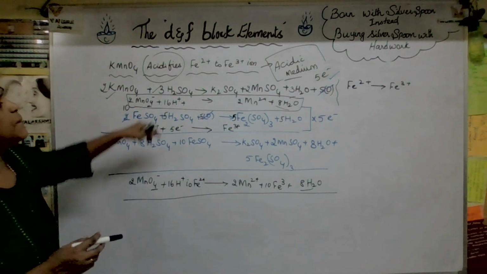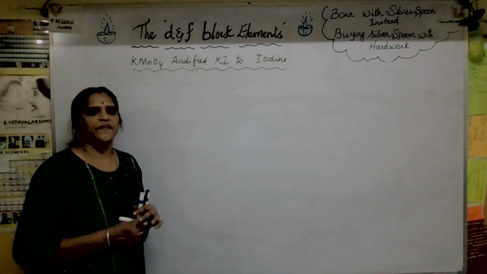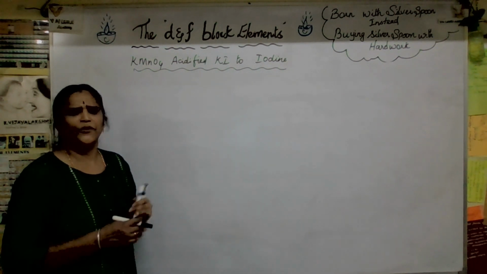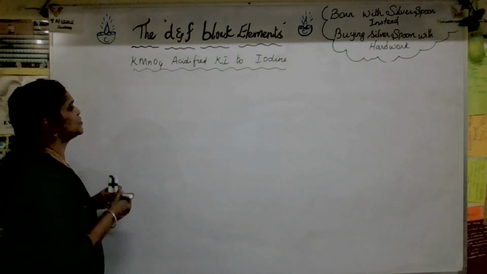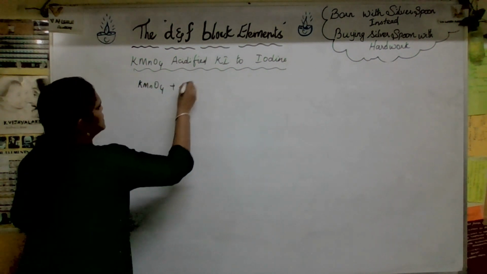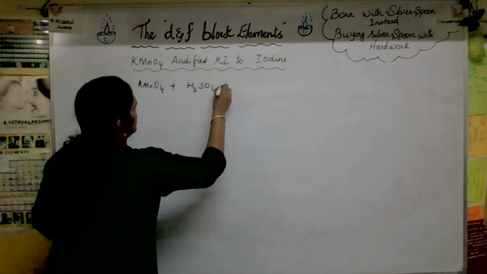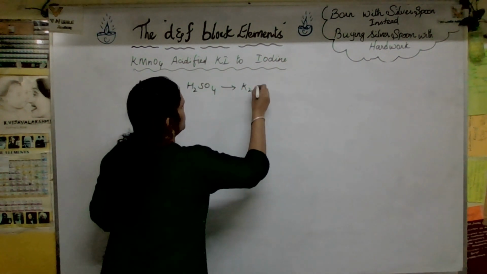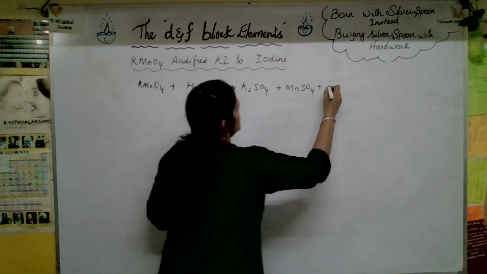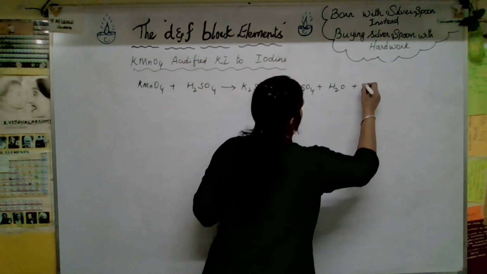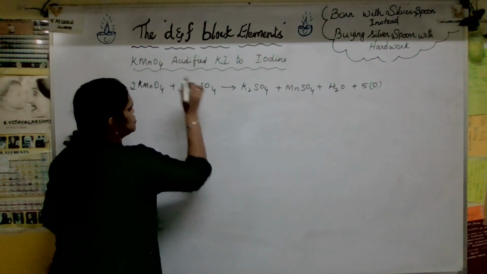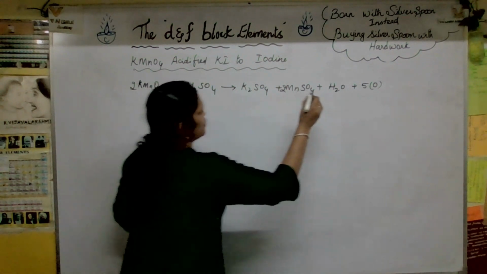Okay, we'll go for some other equation. Now another equation: KMnO4 acidified with potassium iodide to iodine. This is so simple, we have already gone through it, right? So here KMnO4 plus H2SO4 gives K2SO4 plus MnSO4 plus H2O plus 5 O oxygen. Right? So here 2 KMnO4, 3 H2O, 2 MnSO4, 3 H2O.